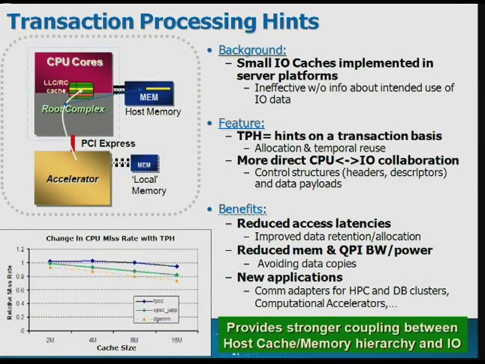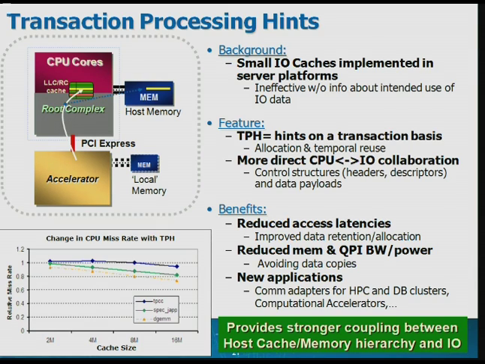Transaction level processing hints. The background and the problem statement is that although in some systems, currently and in the past, some small I/O caches were implemented, they're pretty ineffective. I/O was mainly treated as a second-class citizen on a platform in terms of how to tap into the memory and cache hierarchy infrastructure. We tried to fix that problem by providing hints that are available to the I/O device to tell the processor cache hierarchy complex what would be the best way to manage the data flow.